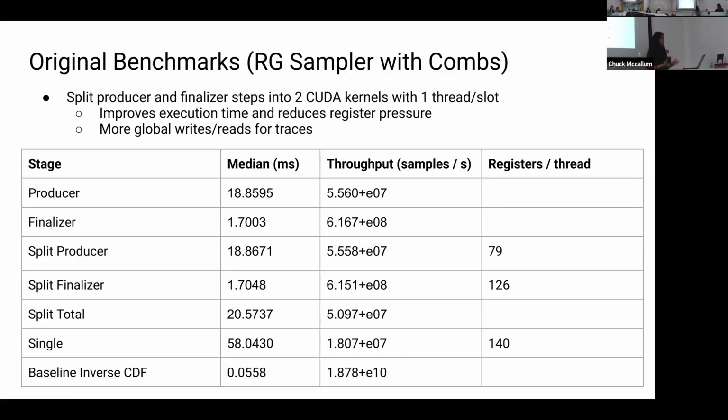Also, this approach reduces the register pressure as well. So we can see that with the split approach, the producer and the finalizer each had fewer registers per thread compared to the single approach. But this is at the cost of more global reads and writes from the finalizer, because after a trace is completed, the data for that trace has to be stored within global memory, and then the finalizer needs to read those values from global memory. But overall, the split approach did contribute to a much faster runtime.